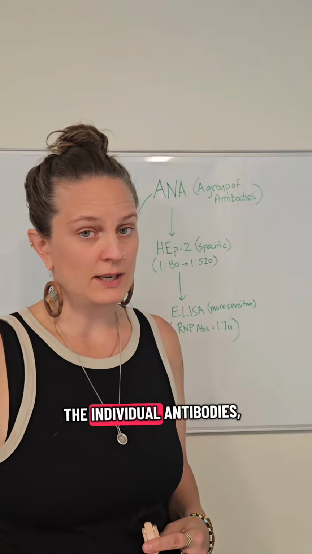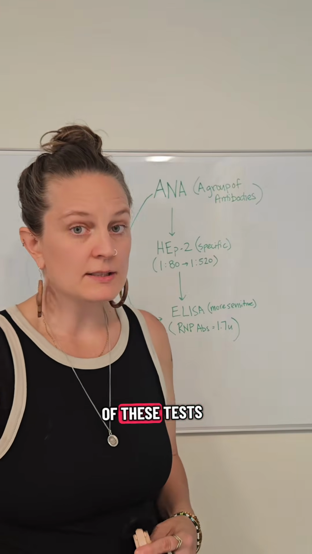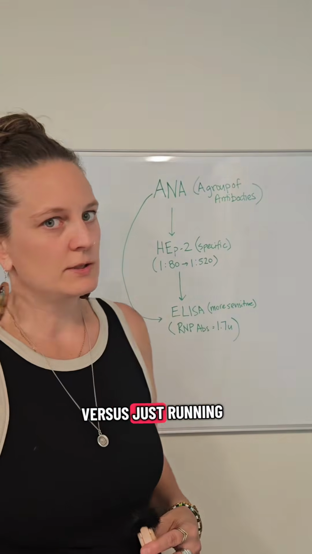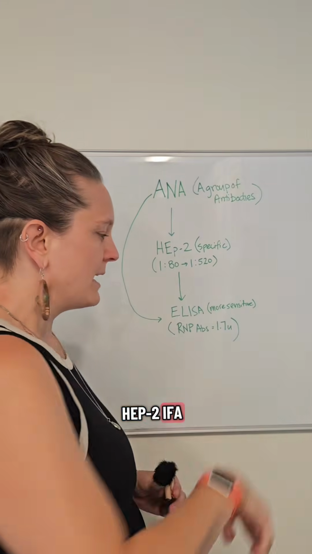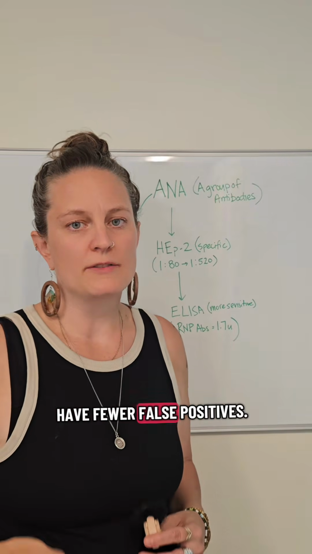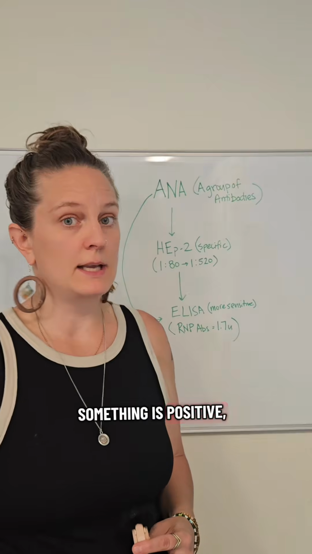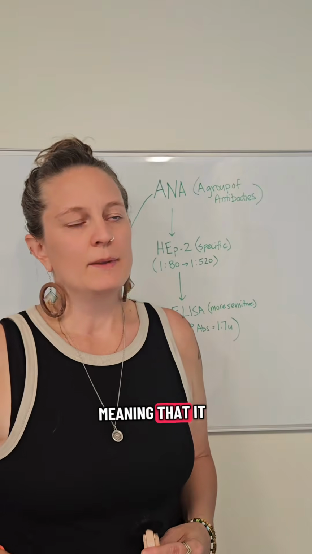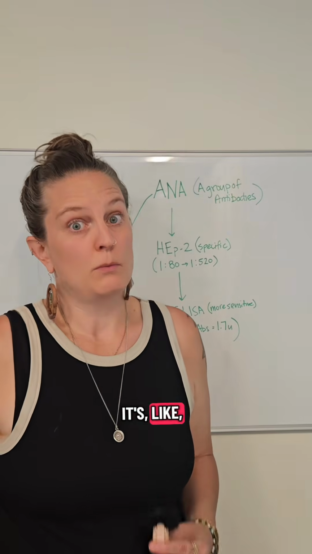An ELISA test looks at the individual antibodies, like the RNP, the SSA, the SSB, and so on and so forth. But the difference of these tests is important when determining why we would just go straight to ordering an ELISA versus just running the ANA and then reflexing it. So a HEP2 IFA test is more specific, meaning that it is going to have fewer false positives. It's really good for ensuring that when something is positive, it's really positive. Whereas an ELISA test is more sensitive, meaning that it has a lot fewer false negatives, so that when it's negative, it's really negative.